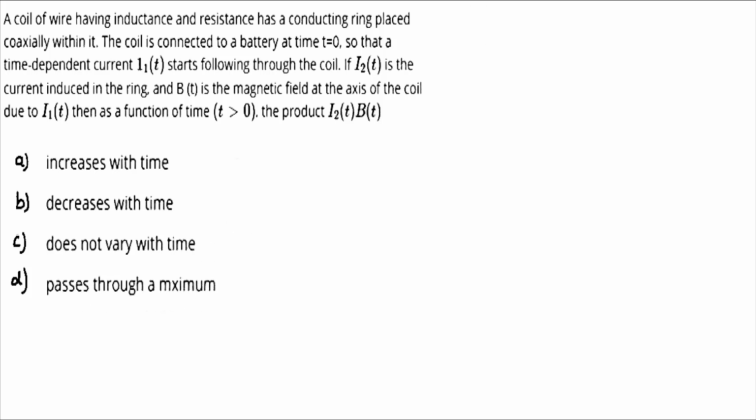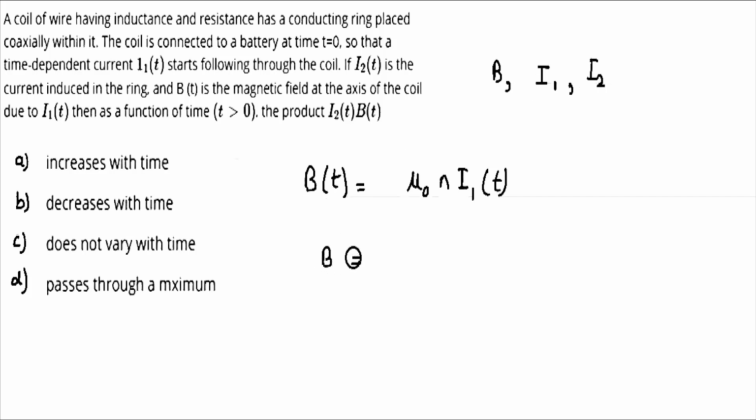Okay, now we know that the magnetic field due to current at the axis of the coil, as a function of time, would be equal to what? Mu naught n into I. I1 we can call it, because this magnetic field is due to the current I1, so B as a function of time would be equal to mu naught n I1(t). So basically we know that this B, this I1 and this I2 are functions of time, so we are just writing it like this, noting that we already know that these are dependent on time.